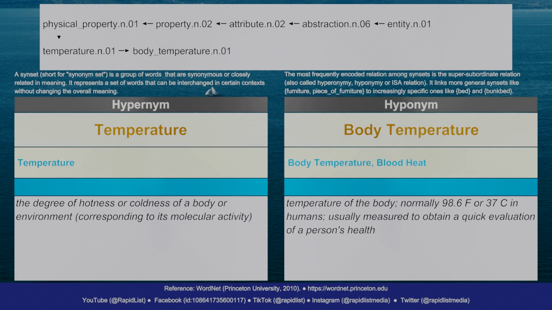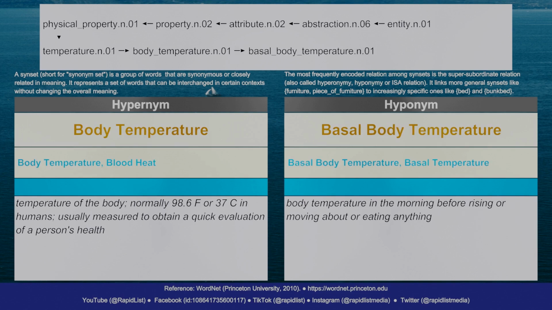Body temperature. Temperature of the body, normally 98.6 F or 37 C in humans, usually measured to obtain a quick evaluation of a person's health. Basal body temperature. Body temperature in the morning before rising or moving about or eating anything.